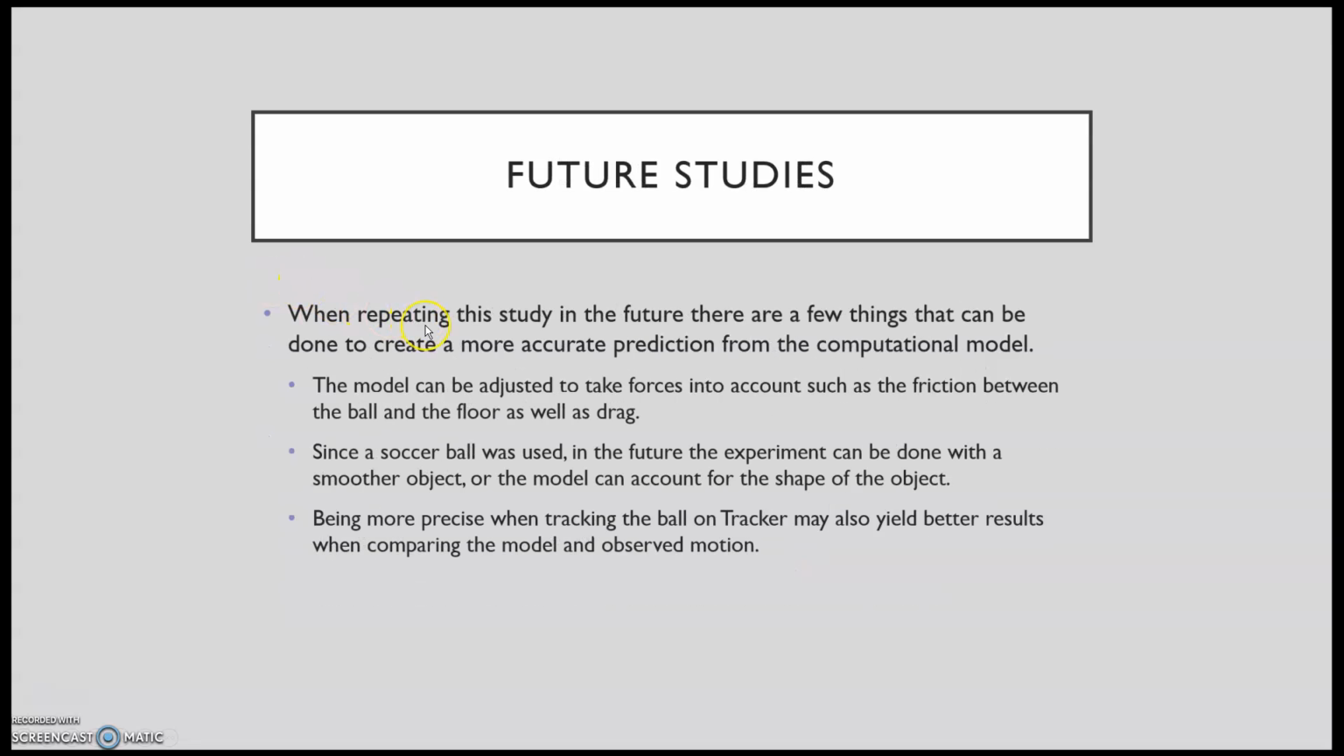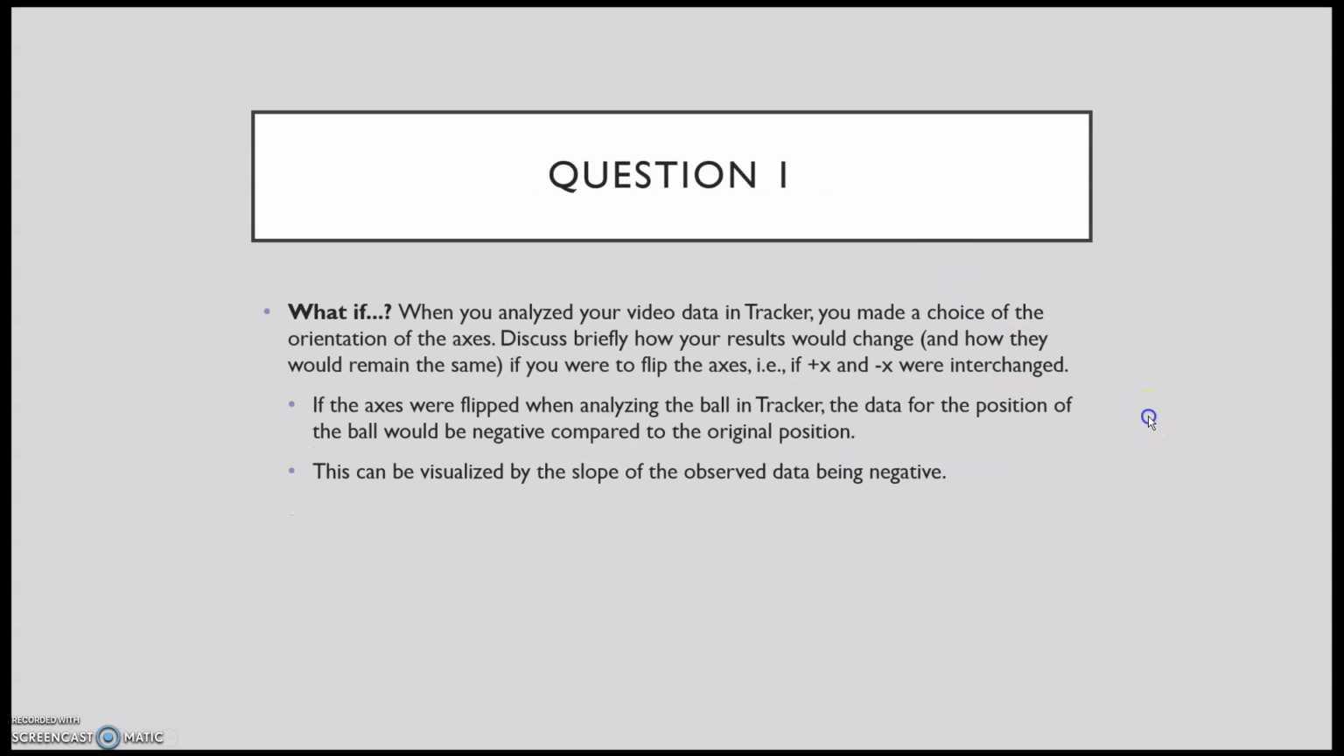So for future studies, when repeating the study later, there are a few things that can be done to create a more accurate prediction from the computational model. The first is that the model can be adjusted to take forces such as drag and friction into account. And since a soccer ball was used, in the future the experiment can be done with a smoother object, or the model can take into account the shape of the object. And in the future, when doing this experiment, you can be more precise when tracking the ball on tracker to yield better results. So question 1, what if?